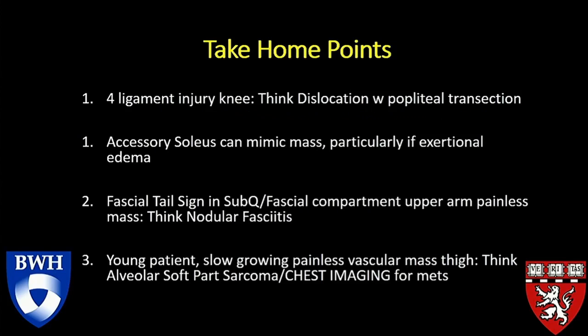So our take-home points for the soft tissue component of this course today: when you see a foreligament injury in the knee, think dislocation and make sure you get some sort of arterial or vascular assessment to assess for popliteal transection and nerve injury. In particular, if you have a patient who has spontaneously reduced before they get to you, look for that abnormal widening on your radiographs or an avulsion injury to suggest ligamentous injury.